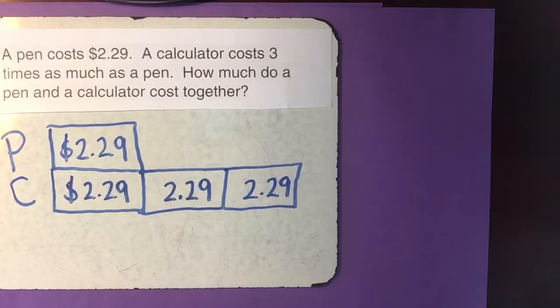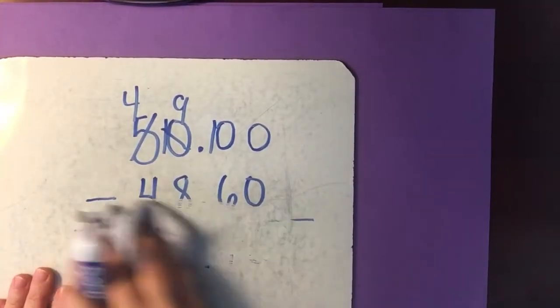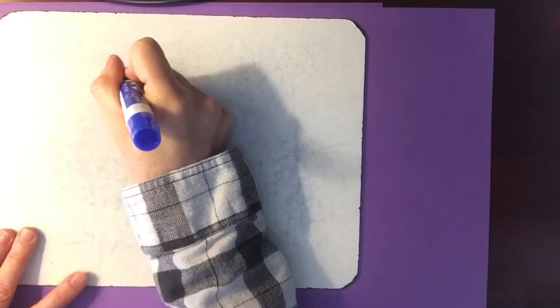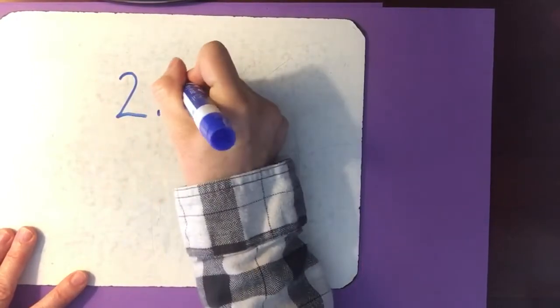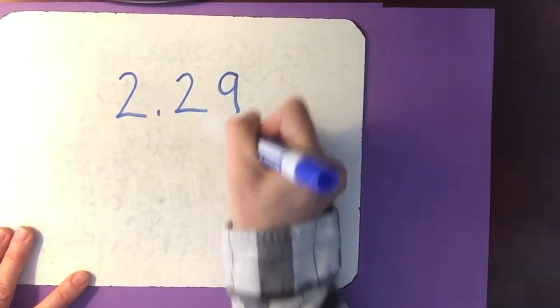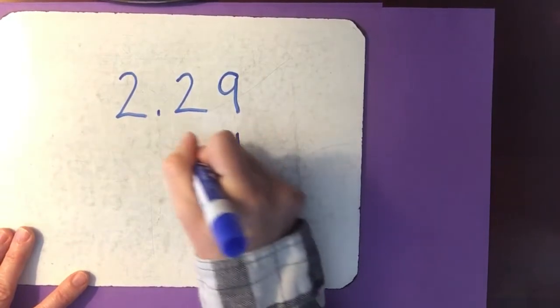Now, you could add that up. Or what else can we do? And in math, mathematicians like to move quickly. So what we could do is multiply, right? Because there's 4 $2.29 amounts. So I'm going to show you how to do that with decimals, which is multiplying with decimals is a completely different unit, but I'm going to show you this one here. So $2.29, and we had 4 of them. So we're going to multiply by 4.